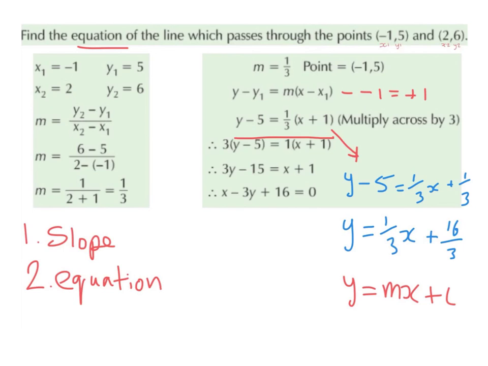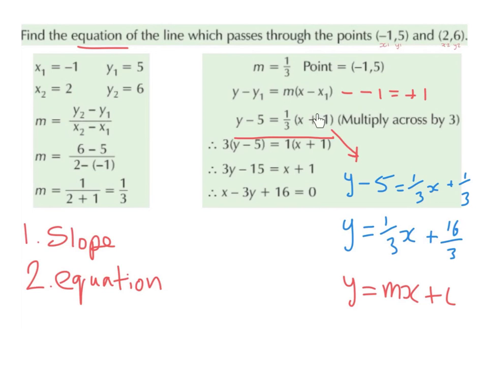Then we're going to bring everything over the same side, so the 3y comes over, becomes -3y, the -15 comes over, becomes +15, and +15 plus 1 is +16. So the equation of this line is x minus 3y plus 16 is equal to 0.